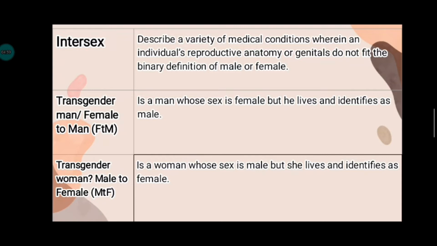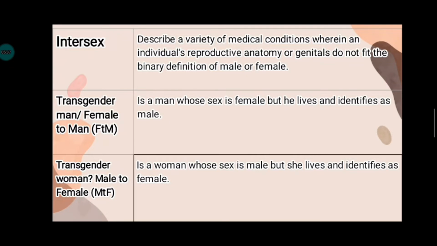The fourth one is the transgender. Transgender man, or female to a man, is a man whose sex is female but he lives and identifies as male. You probably know what a transgender man is, someone who went from female to male. For example, Charice Pempengco, right? He is now better known as Jake Zyrus, because he went from female to male, so he underwent transition, changed his sex, changed everything.